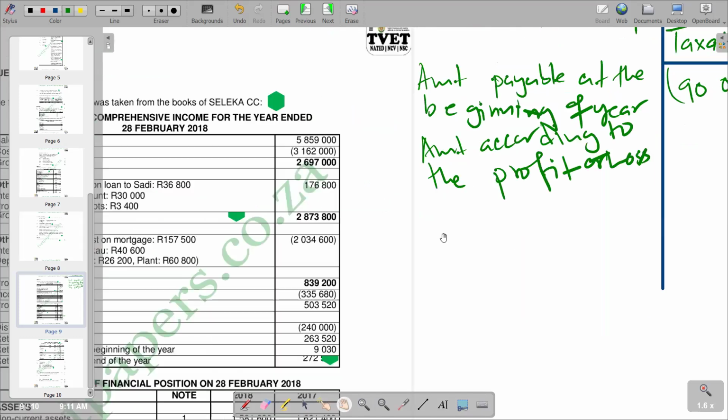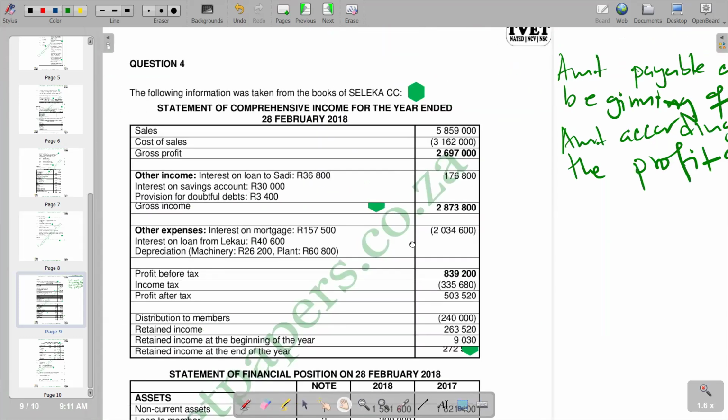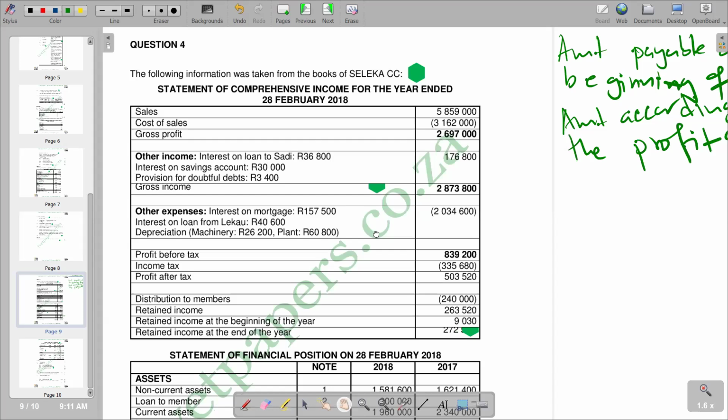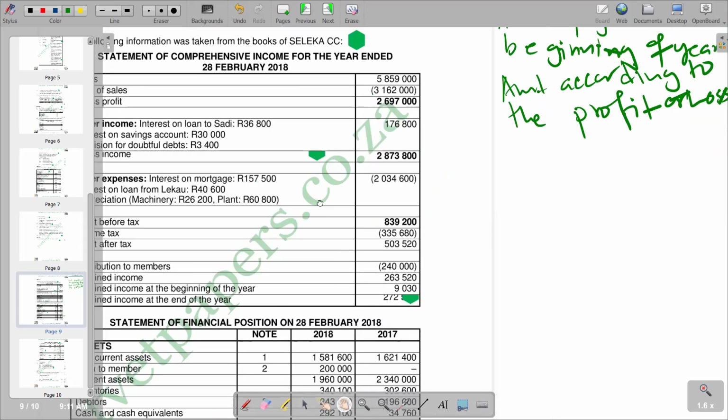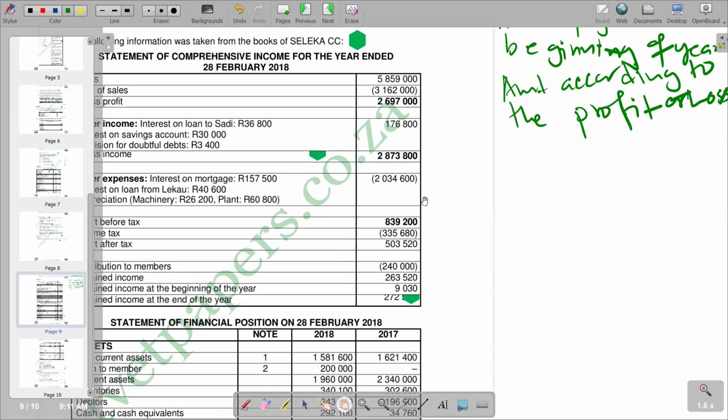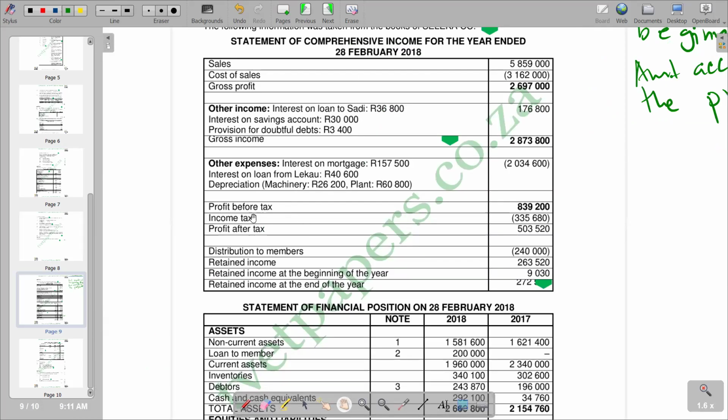Which means we need to go back to the profit or loss, which is our statement of comprehensive income. So you see that coming here, we have our taxation and distribution of income are the figures that we are looking for. So we can just try to see. Tax is given here, income tax is given here, 335,680. And then we check also for distribution to members, we've got 248. So these are the amounts that we are looking for. So we can just refer back.